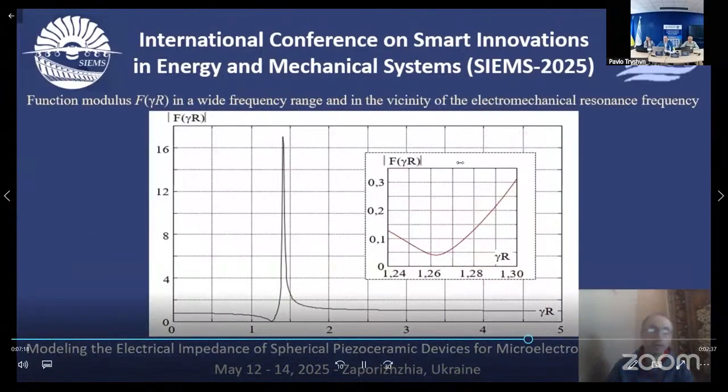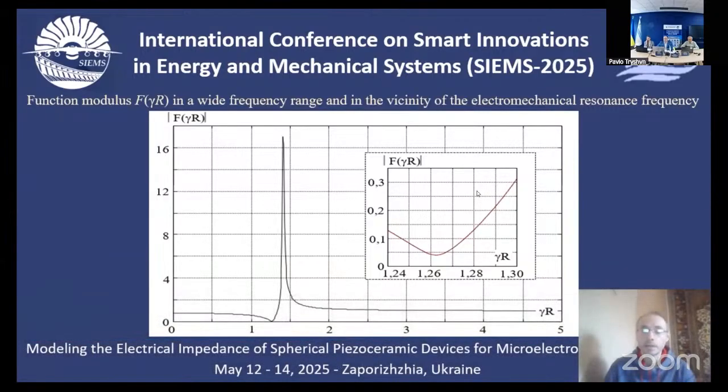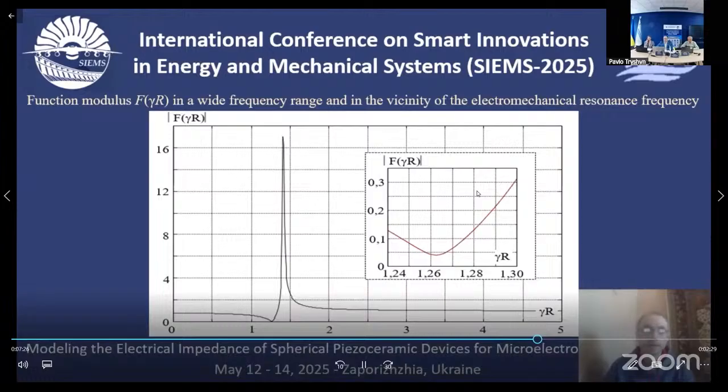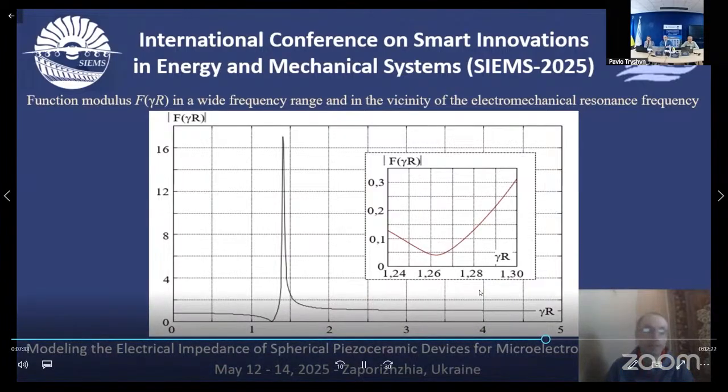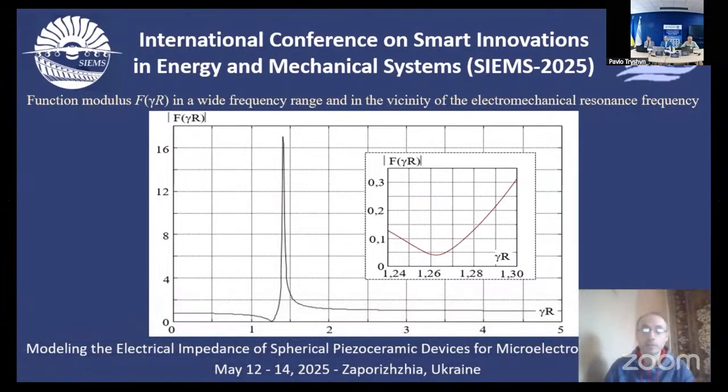The function f of gamma r, which is represented in the graph on this slide, describes the behavior of a spherical piezoceramic shell in the frequency range. Thus, knowing the frequencies of resonance and anti-resonance, mass, volume, and dynamic capacitance of the shell, it is possible to calculate the key integral parameters of the piezo material: modulus of elasticity, coefficient of electromechanical coupling, density, dielectric constant, as well as piezo modulus. The variation of the f of gamma r function modulus shown in this graph allows us to estimate the dynamic electrical capacitance of the shell under conditions of special oscillations, which is an important step for identifying the real characteristics of the piezoceramic material.